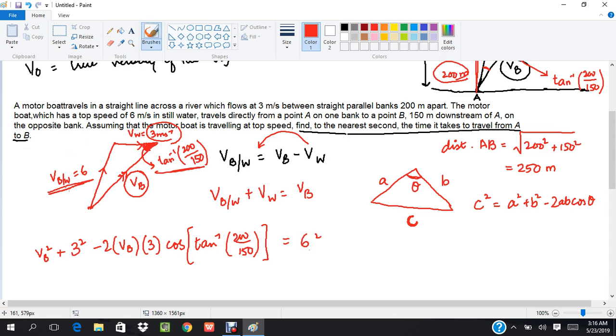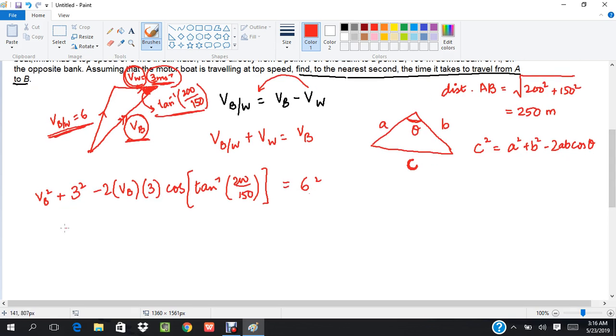I have this here, I have this here, and I have this here. And the angle that I know is the angle between VW and VB. So I can use the cosine rule through VW and VB, and this is how my equation is going to turn out to be. Fine. So let's carry out the calculations now.